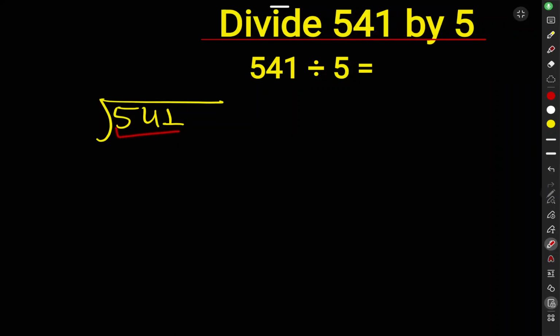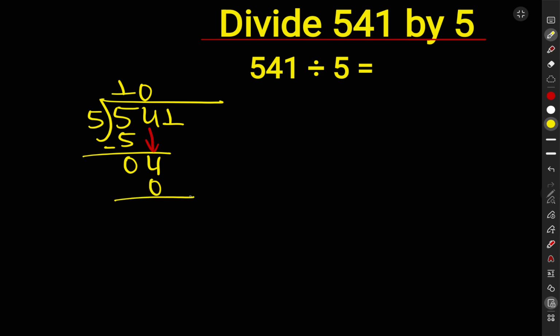Divide 541 by 5 in a long division method. 5 times 1 is 5. On subtracting we get 0. So now we put down this 4 and 5 times 0 means 0.